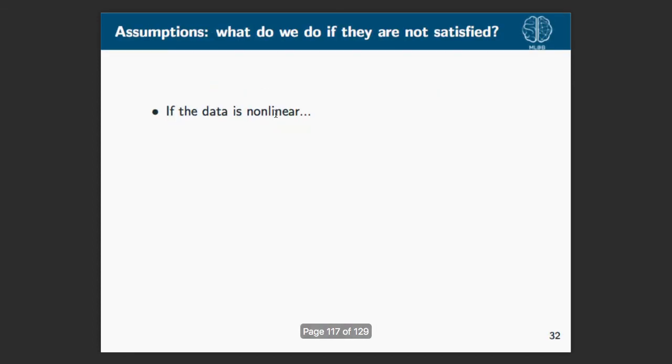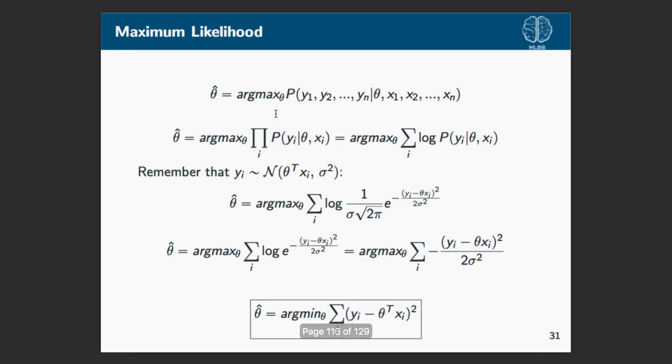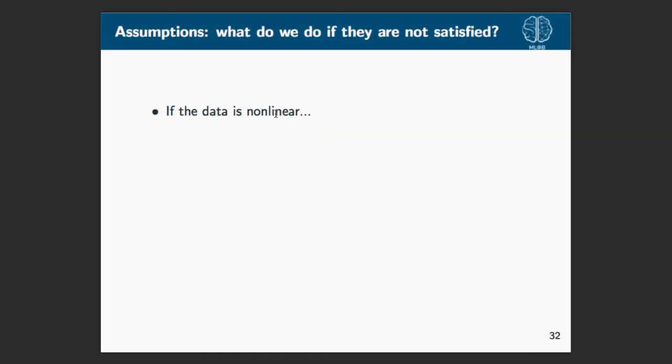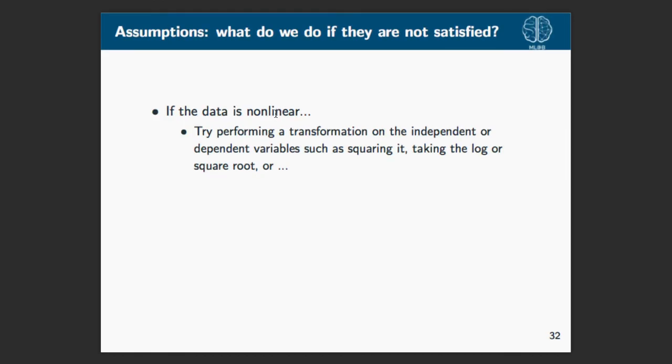Okay, cool. So this distribution only works if our data satisfy those assumptions. So let's talk about what happens if our data doesn't satisfy those assumptions. For example, if the data is nonlinear, we can transform the variables. We can square it, take the log of it, take the square root. We can try to find some sort of transformation that will make the data linear.